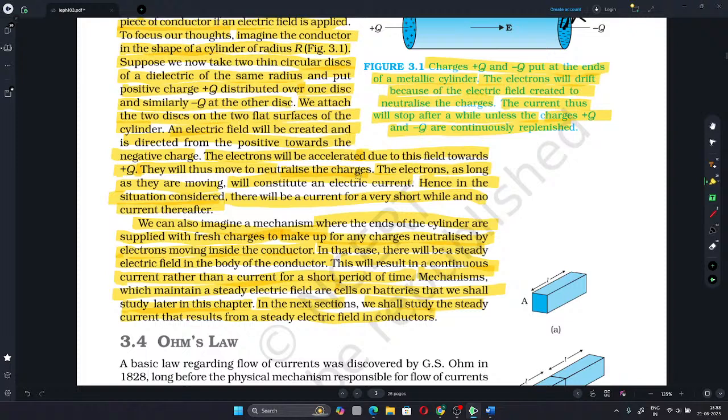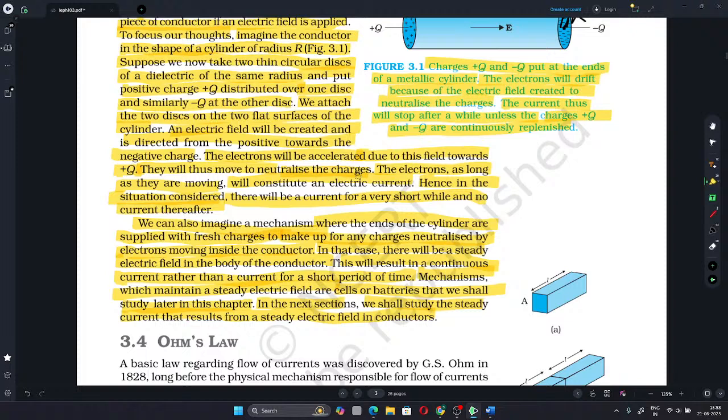The electrons will be accelerated due to the field towards the plus q. They will thus move to neutralize the charges. The electrons, as long as they are moving, will constitute an electric current. Hence, in the situation considered, there will be a current for a very short while and no current thereafter.